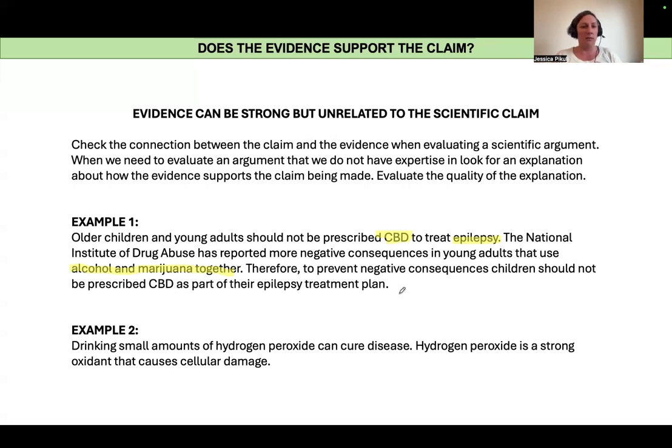This is one that I came across around the pandemic time when we were looking at things that people were doing to cure COVID. So this example would be: drinking small amounts of hydrogen peroxide can cure disease, just like all disease. And then: hydrogen peroxide is a strong oxidant that causes cellular damage. So that second statement is completely true, right? We have lots of evidence that hydrogen peroxide does redox reactions within cells that create cellular damage. And there's a large body of evidence for that.